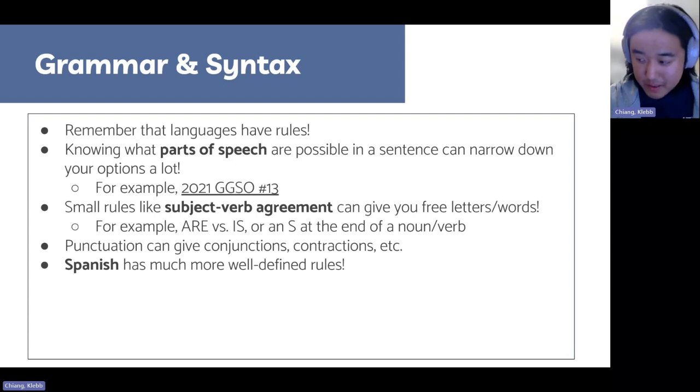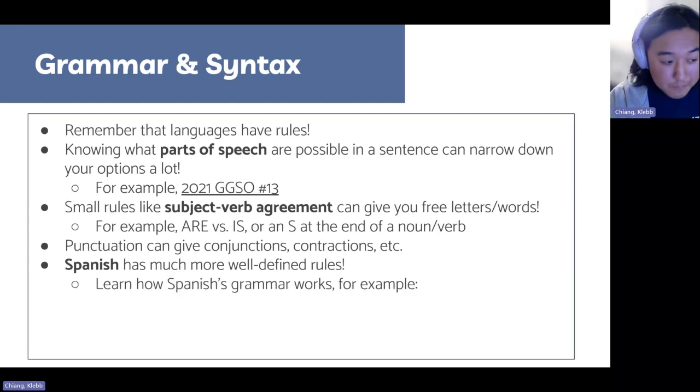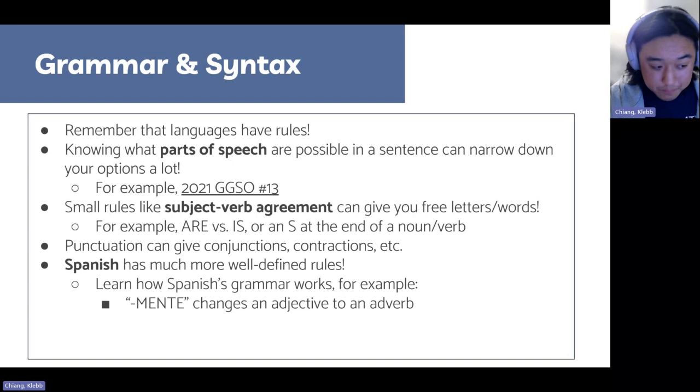I want to also point out that Spanish is even better at this than English. English has a bunch of weird exceptions to all its rules. Spanish actually doesn't. Spanish is very regular, right? So here's my hint. Even if you're not a Spanish speaker, I bet you can still do Spanish Aristocrats if you learn how Spanish's grammar works. For example, what I mentioned earlier, mente, that changes adjectives to adverbs. So if you know that rule, that will tell you a lot of information.